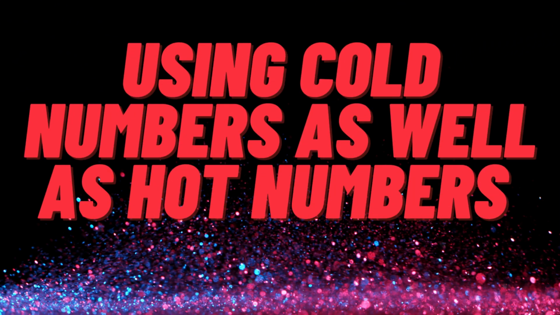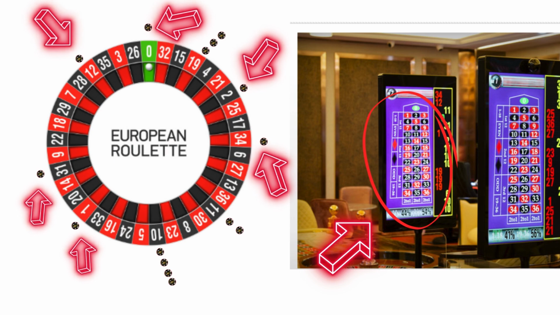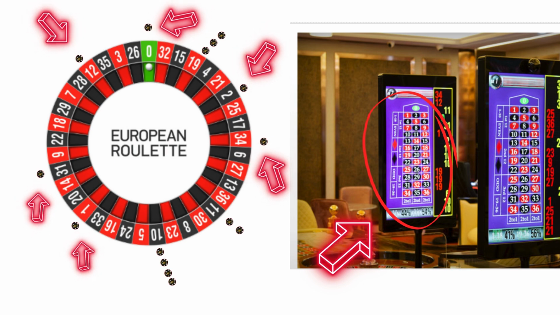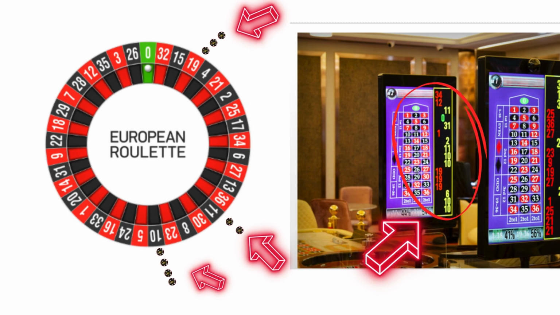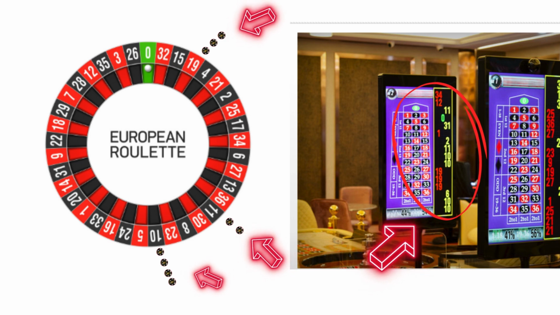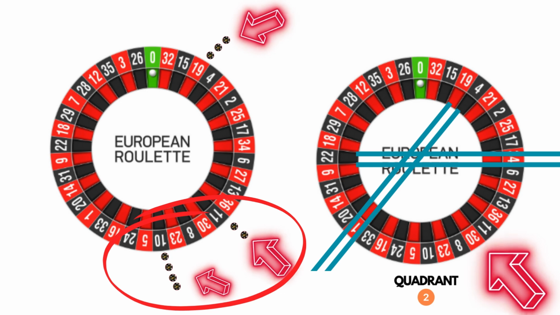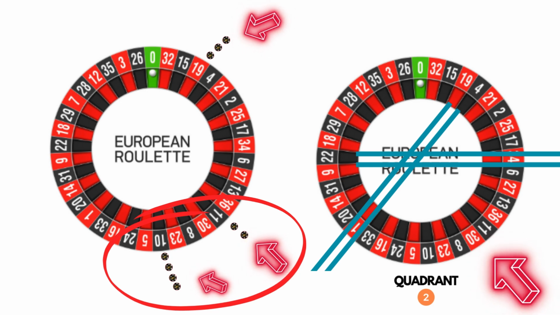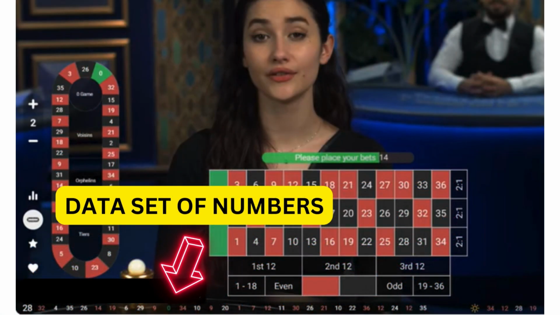Using cold numbers as well as hot numbers. In that same scenario, these can be considered cold numbers. This can give us extra information on how to make a more informed decision on what quadrant to pick. We can minus these cold numbers from the hot numbers that have formed, leaving us with only hot numbers, making our decision easier. Since the majority of hot numbers have formed in quadrant 2, combining hot numbers minus cold numbers with clusters, this one is ultimately your best choice.